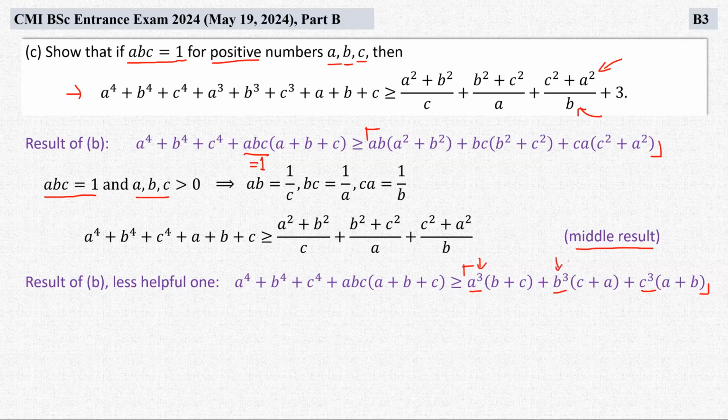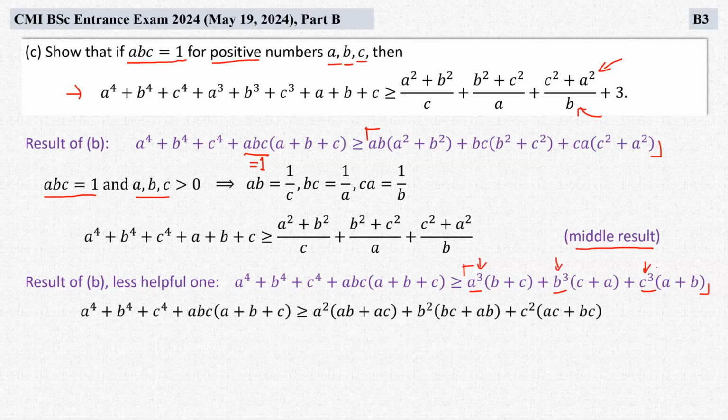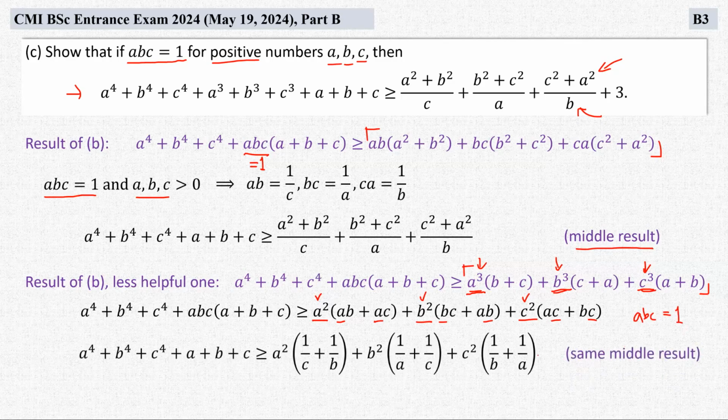So we have to split these cubic terms, like we split a cubed into a squared, then a inside the parenthesis, b cubed into b squared times b in the parenthesis, and c cubed into c squared times c in the parenthesis. So now we have a squared, b squared, and c squared, and if we apply abc equals 1, we have this, which rearranges to the same middle result that we just obtained.